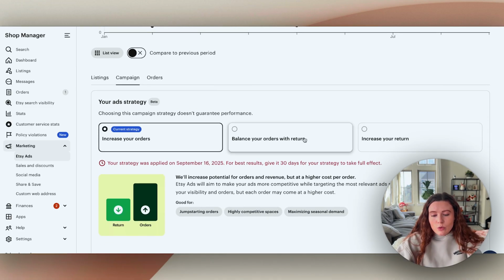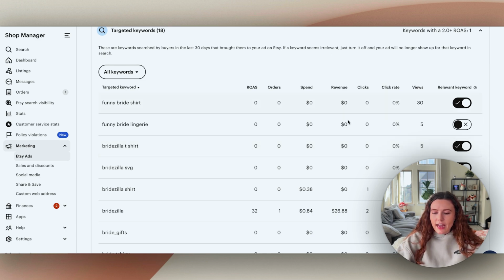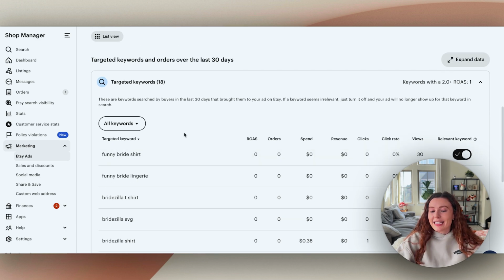So balance your orders with return is going to make sure that you're kind of keeping the reins choked back a little bit from Etsy, and increase your return should mean that they are being a little bit more selective of who they put your products in front of. So this could be an interesting one for you to test if you want to test ads, but you're not really ready to give them full control of your budget. It's up to you.